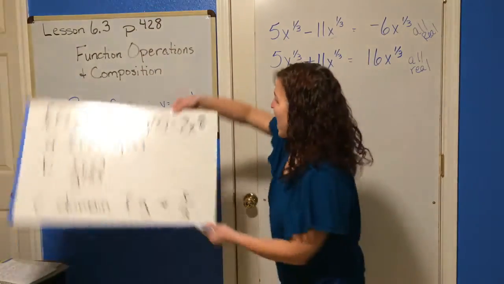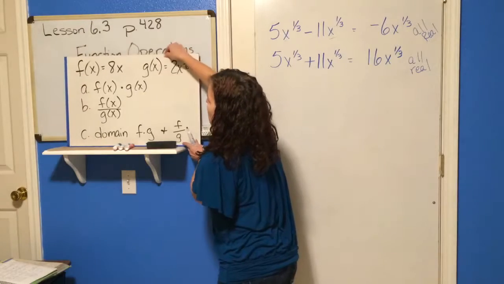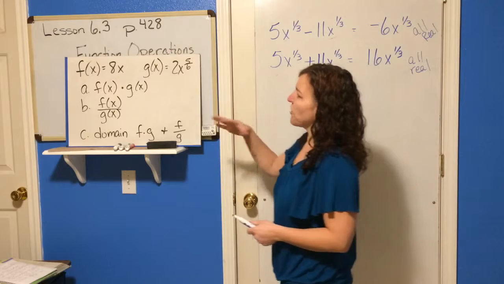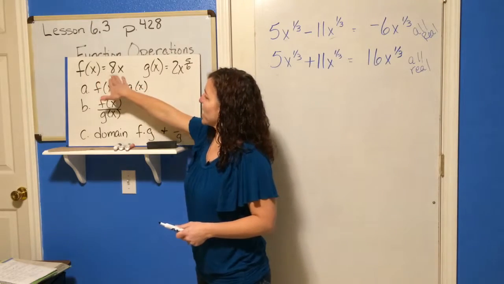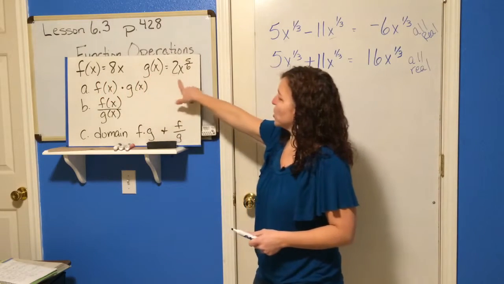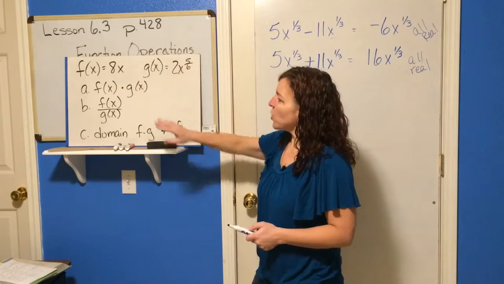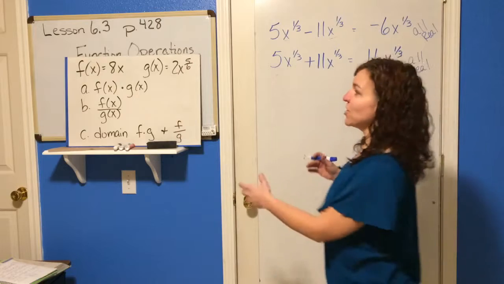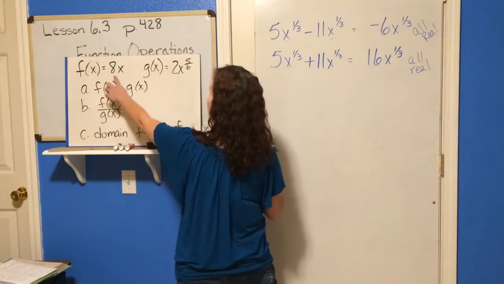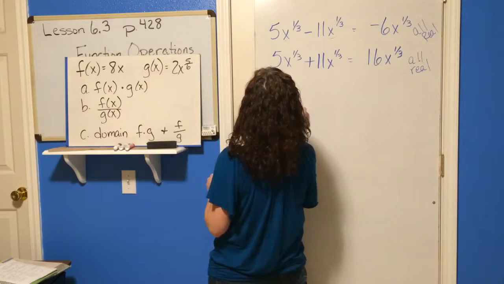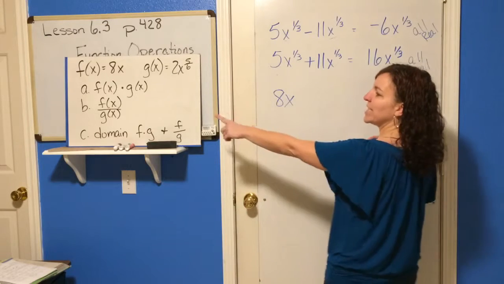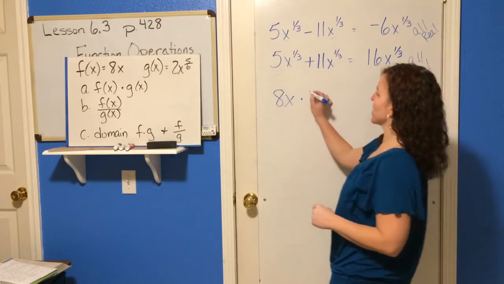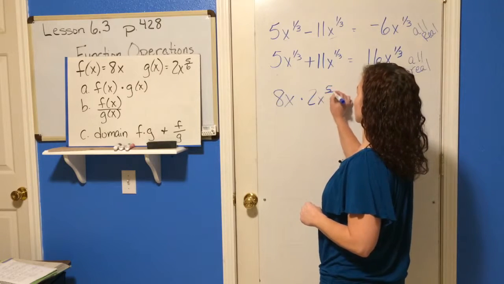All right, now let's do some multiplying and dividing of functions. I'm going to change your functions. We've got f of x is 8x and g of x is 2x to the 5/6 power. So if you're going to multiply these functions, you just multiply the functions. So f of x is 8x, so you just put that down, 8x, times g of x. So you're going to say times, well, that g of x is 2x to the 5/6 power.